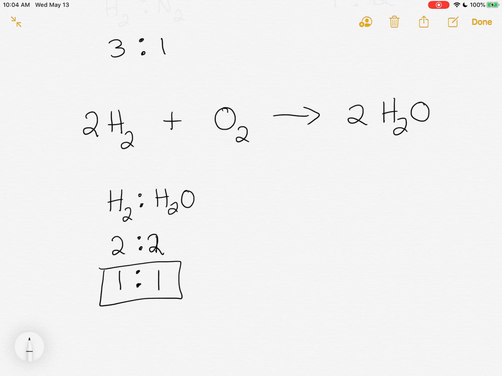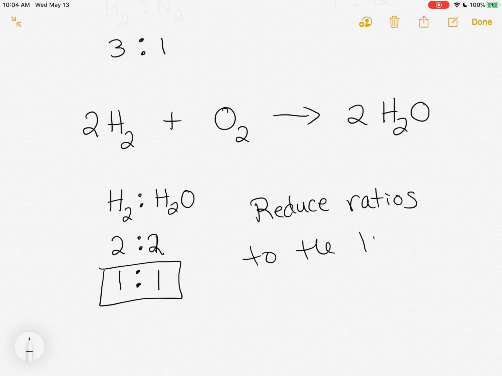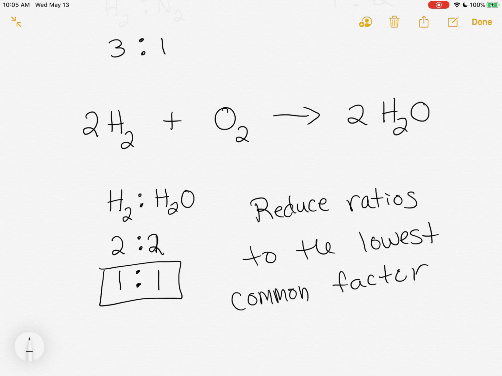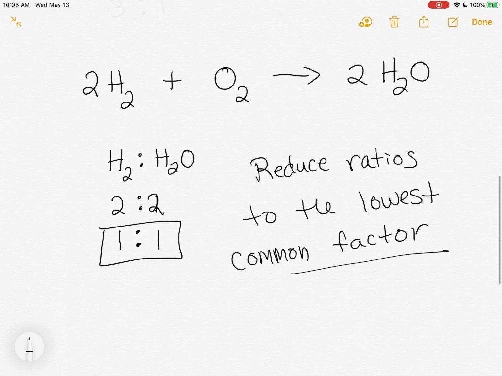All right, now 2 to 2 is not wrong. It's the same as 1 to 1, but you always want to reduce your ratios to the lowest common factor. So they're just like a fraction, right? We wouldn't want to give fractions like 2 over 6. We would say 1 over 3. So we want to reduce to our lowest common factor.